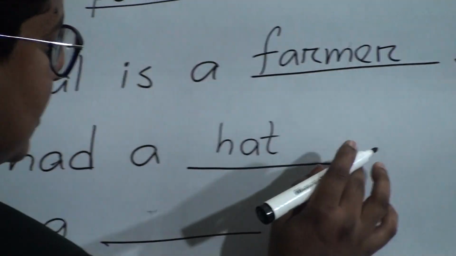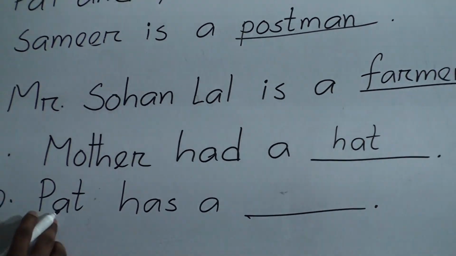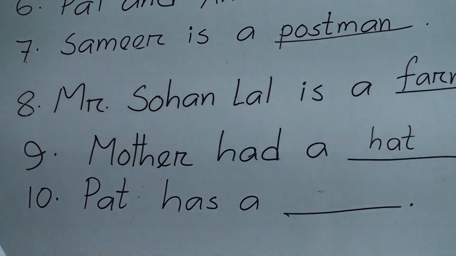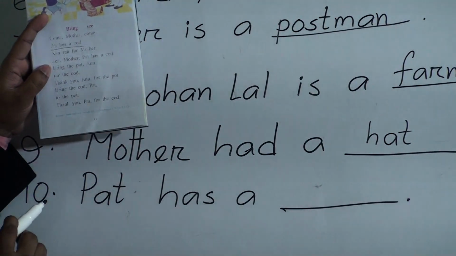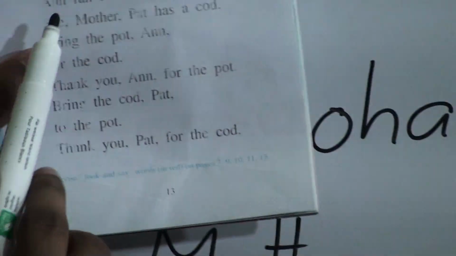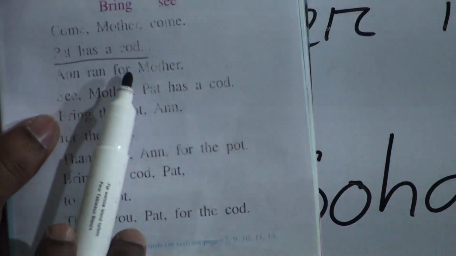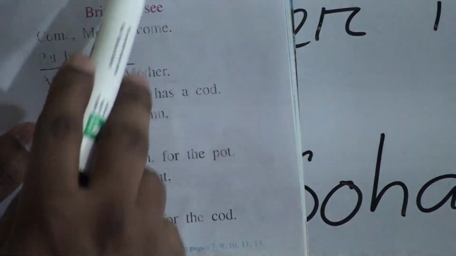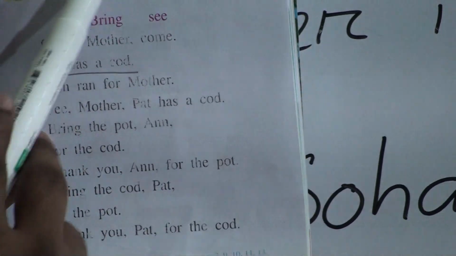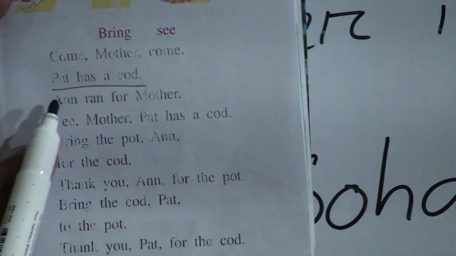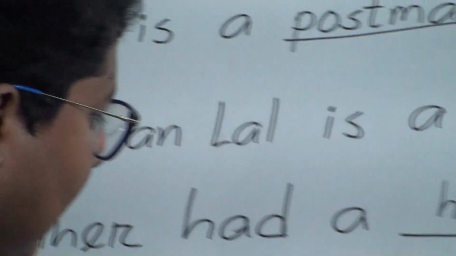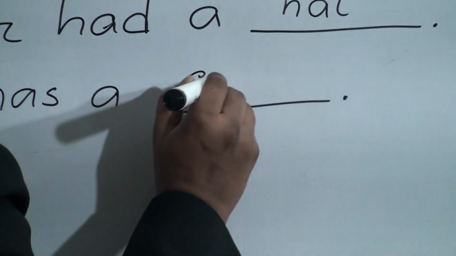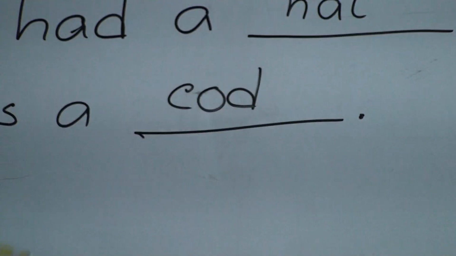H-A-T, hat. Our answer will be hat. Let's go to number 10. Pat has a dash. So I have taken this question from this book, page number 13. You can see in the book Pat has a cod. Cod means a large sea fish. You can see in the picture Pat has a large sea fish in his hand. Which word is missing? Cod is missing here. So our answer will be cod, C-O-D, cod.